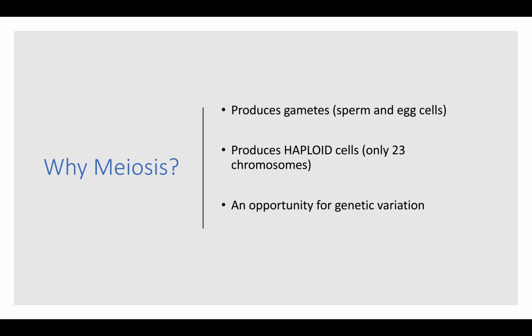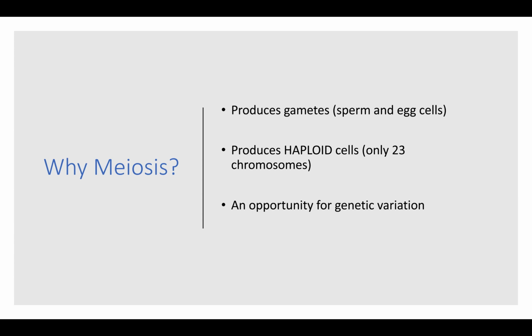Why do we even have meiosis, okay? As I mentioned earlier, meiosis produces gametes, or sperm and egg cells. And obviously without those sperm and egg cells, none of us would be able to be here today. So we need those sperm and egg cells because we need them for reproduction, okay?